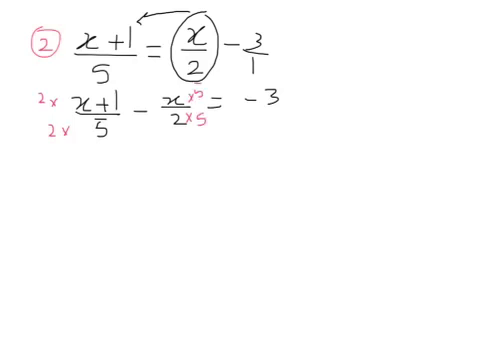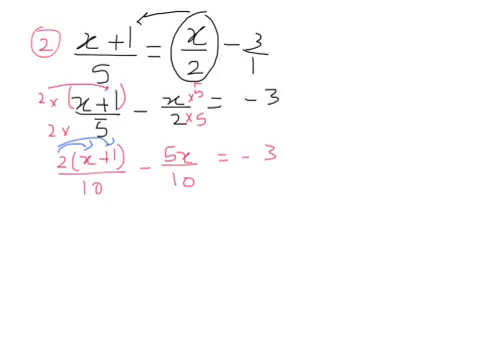Another important thing to notice here, when I'm multiplying the 2 by this whole term, x plus 1, it's easier to put a bracket. Again, students might forget to multiply the 2 by 1. So I'm going to write it in this form first, over 10 minus 5x over 10 equal to minus 3. It takes you one more step, but it saves you from making a mistake in the long run. So in this case, now we're multiplying the 2 by the x and the 2 by the 1.